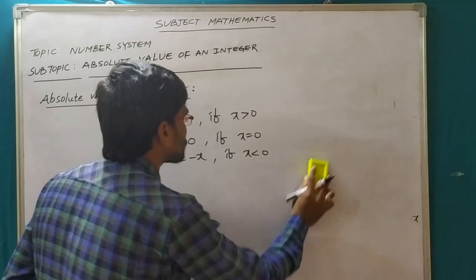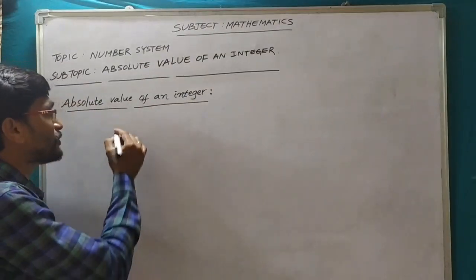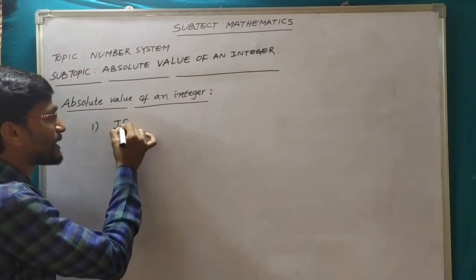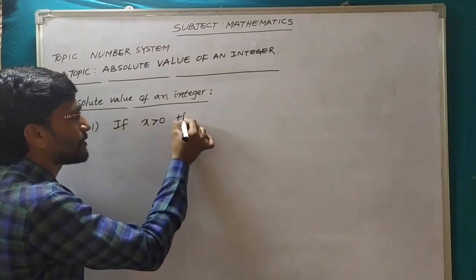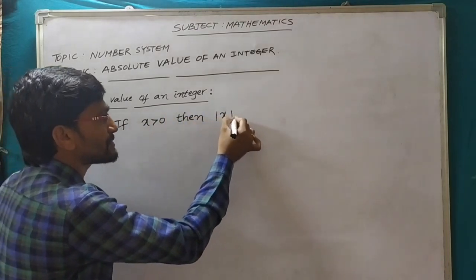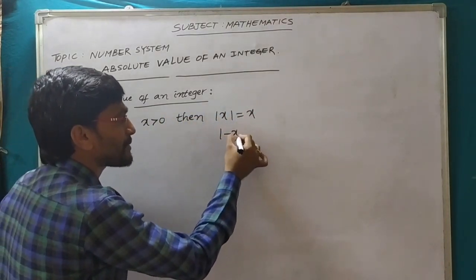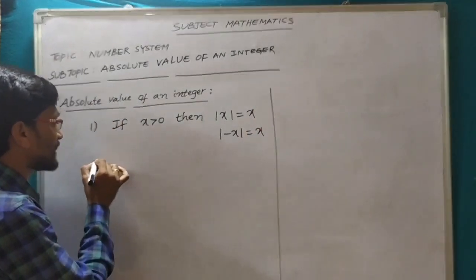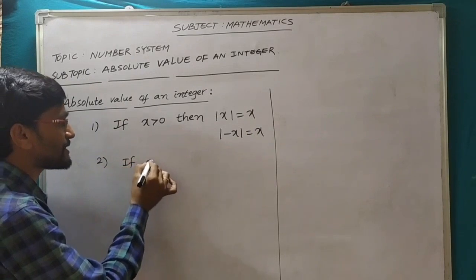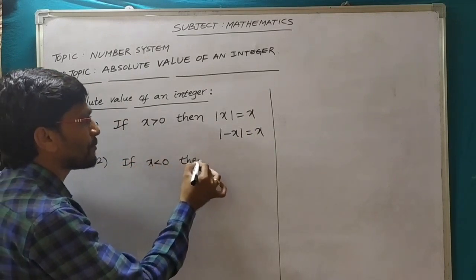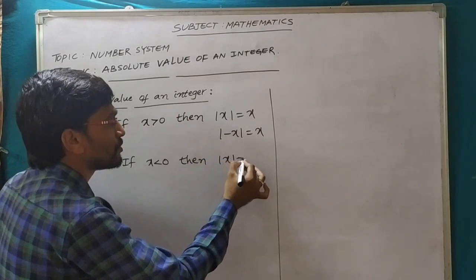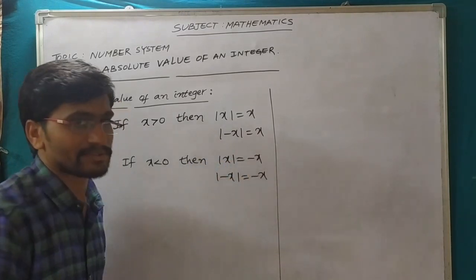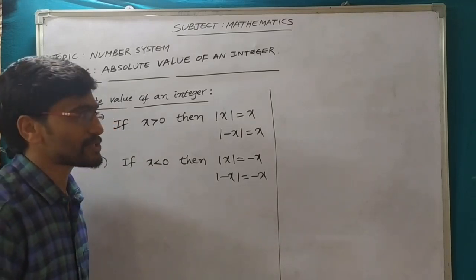Here we have to remember 2 points. The first one is, if x is greater than 0, then modulus x is equal to x, and modulus minus x is equal to x. Next, the second one is, if x is less than 0, then modulus x is equal to minus x, and modulus minus x is equal to minus x. Whether this is true or not, we have to check.